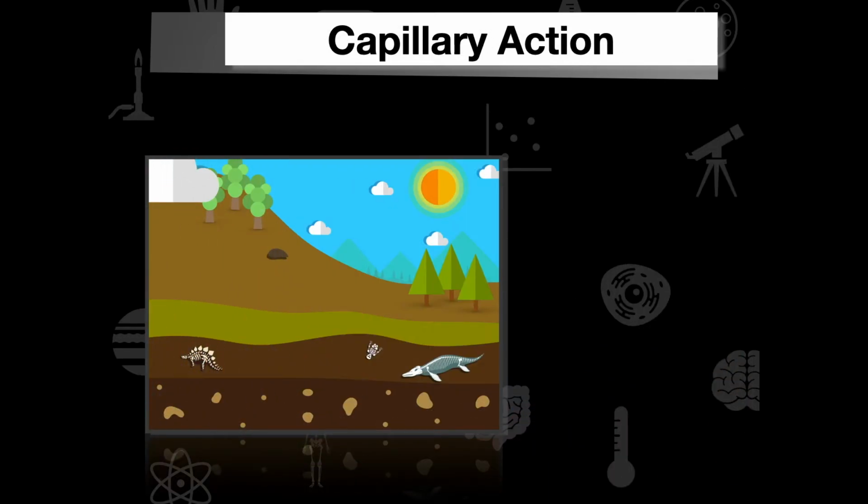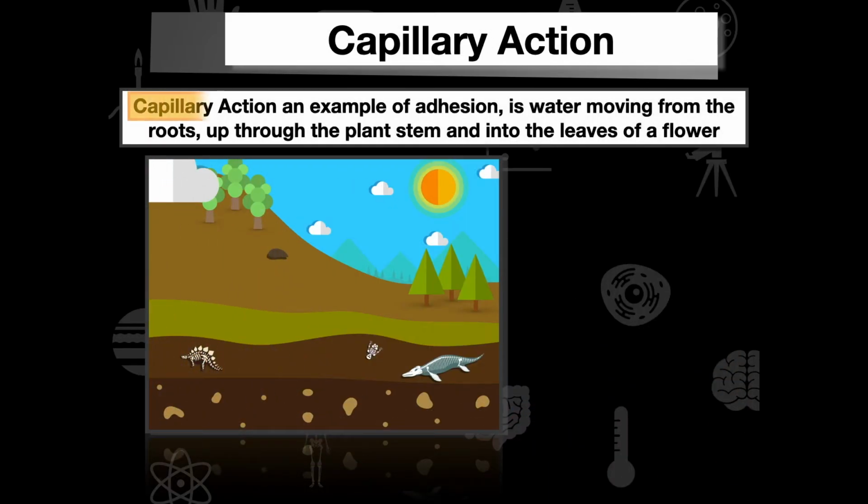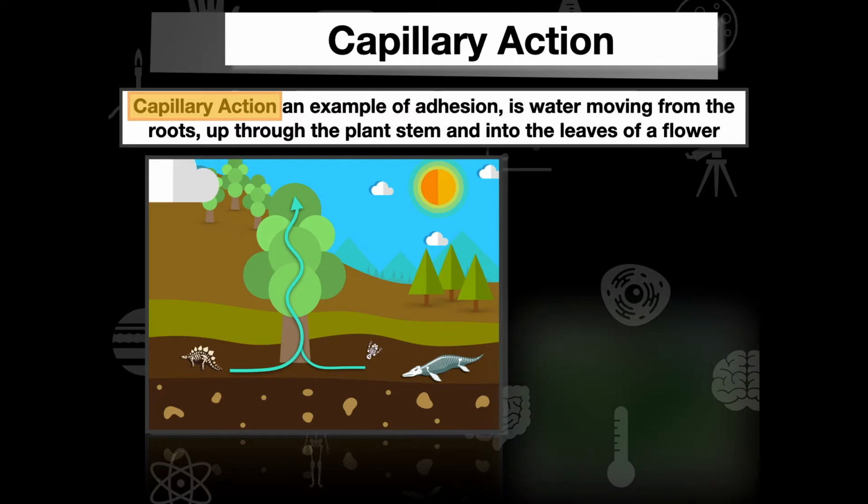Now, the next vocabulary word that we're looking at is capillary action. And this is an example of adhesion. We're building upon that vocabulary word from before. It is when water is moving up the roots through a plant stem into the leaves of a flower. So if we have our tree here, our trees are going to use this capillary action to draw water from the soil in order to go through photosynthesis. Plants need water to do that.